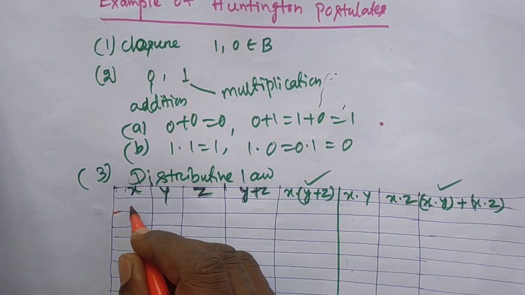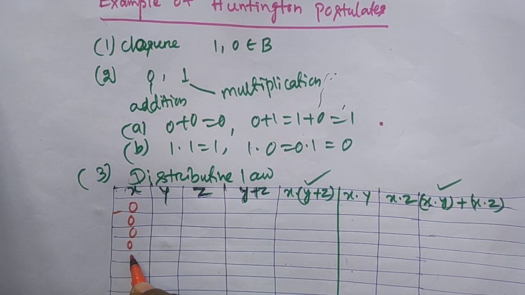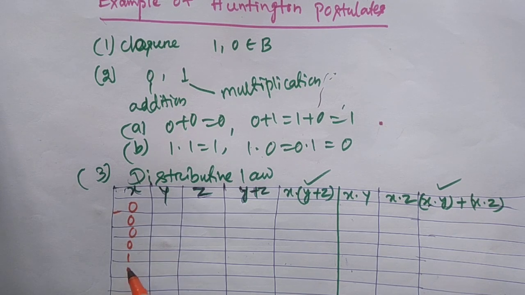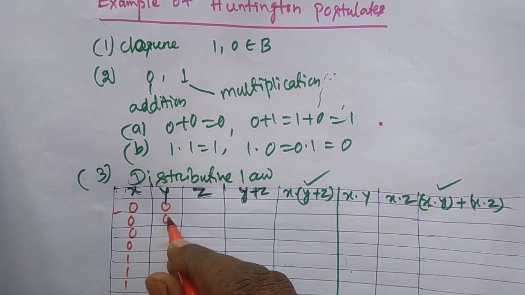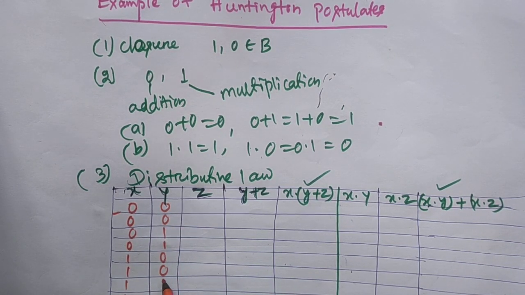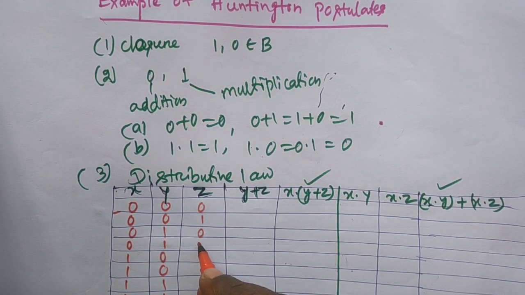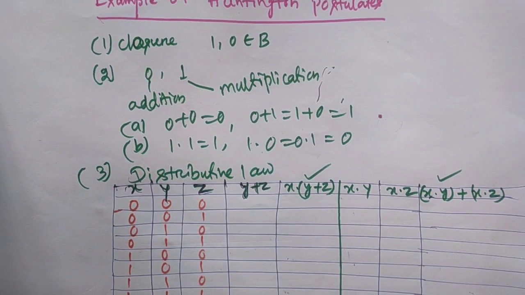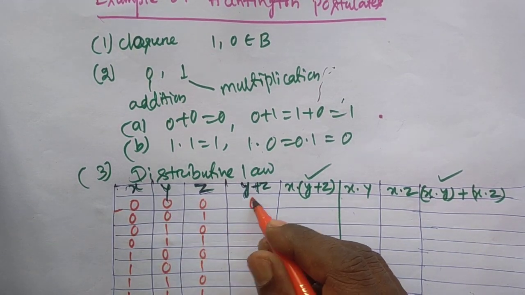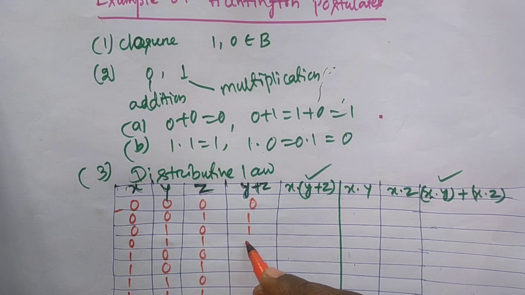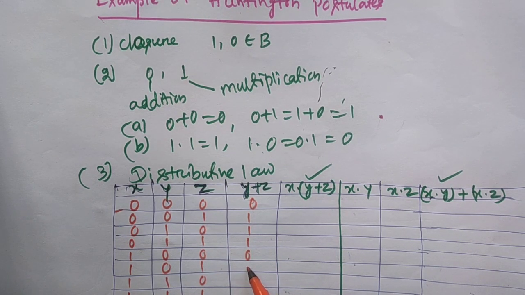Here, very simple way: x is 0 0 0 0 1 1 1 1, y is 0 0 1 1 0 0 1 1, z is 0 1 0 1 0 1 0 1. Okay. Now we will see y plus z: 0 1 1 1 0 1 1 1, y plus z.